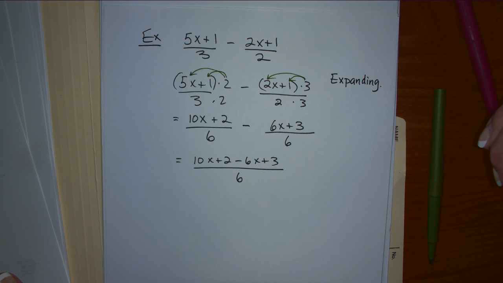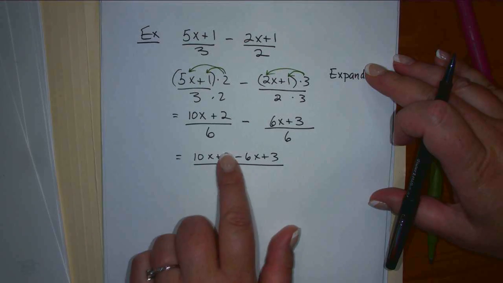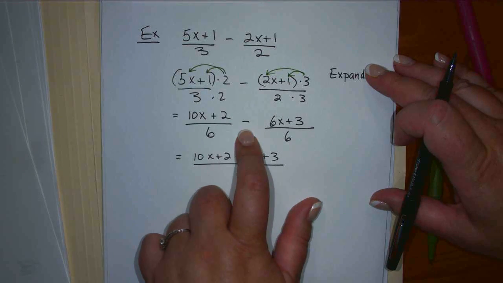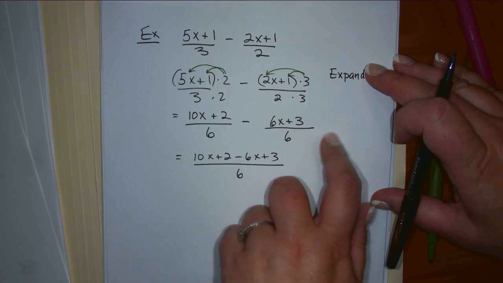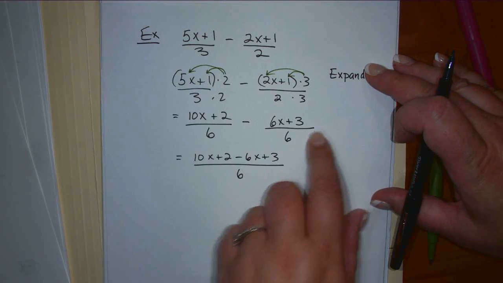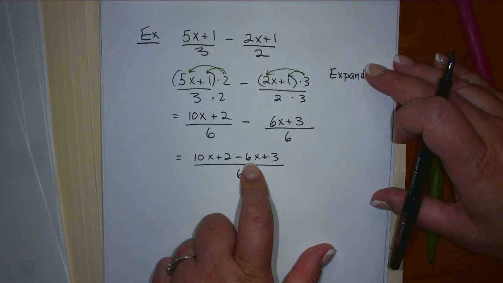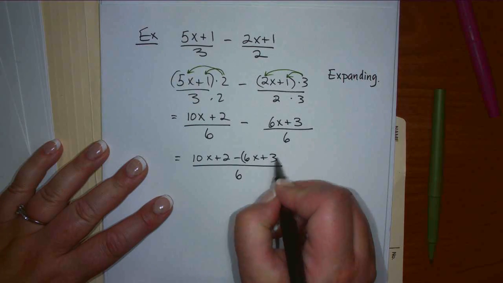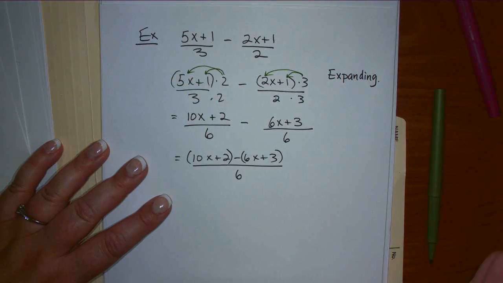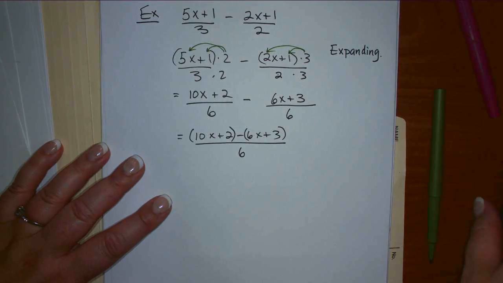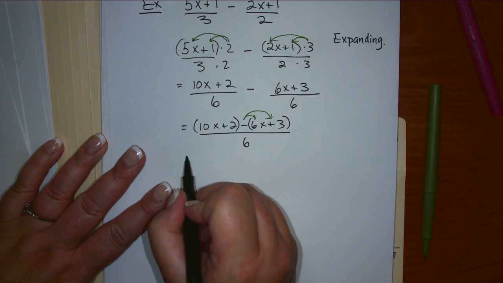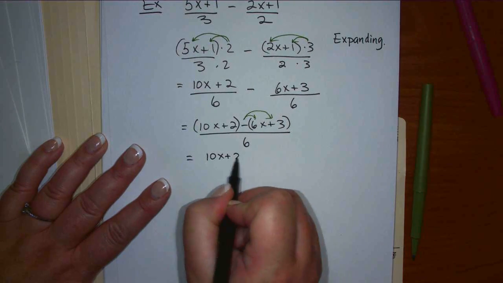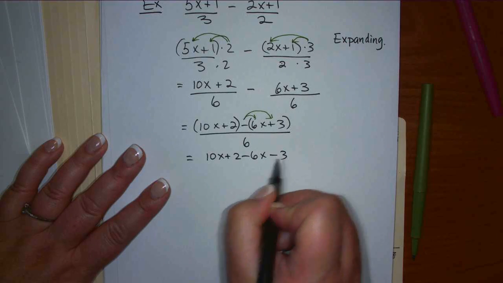What's wrong with it? Right, I need to subtract this whole fraction, which is the whole top. All of these pieces of pizza have to be subtracted, not just the 6x part, the whole thing. So this would be more correct, because that minus sign has to apply to both of these. So this would be 10x plus 2 minus 6x minus 3. We have to subtract both.